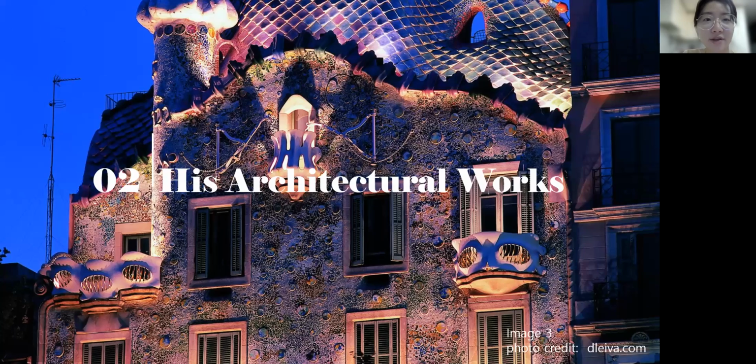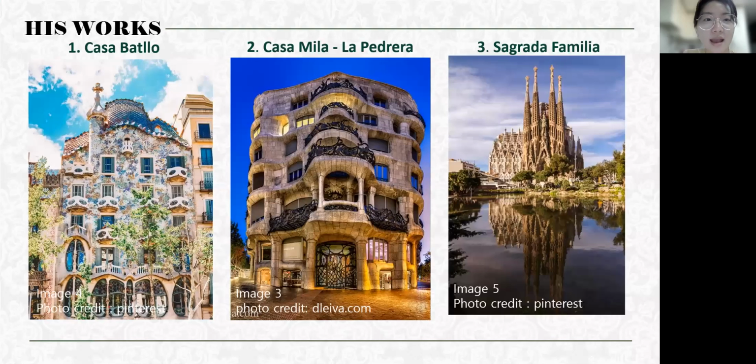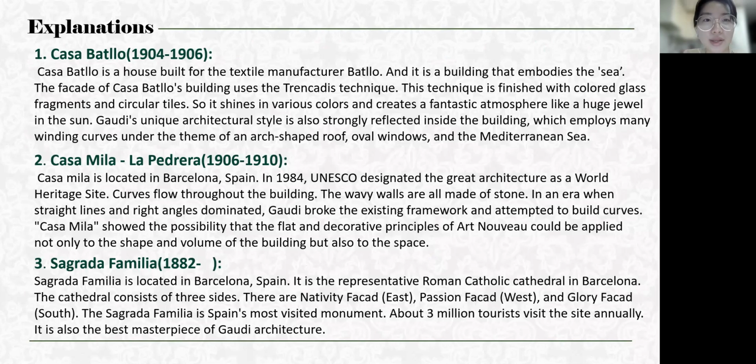Next, his architectural works. I selected Casa Batllo, Casa Mila, and Sagrada Familia because I thought these three buildings showed Gaudi's unique architectural techniques well. Casa Batllo is a house built for the textile manufacturer Batllo, and it is a building that embodies the sea. The facade of Casa Batllo uses the trencadis technique.